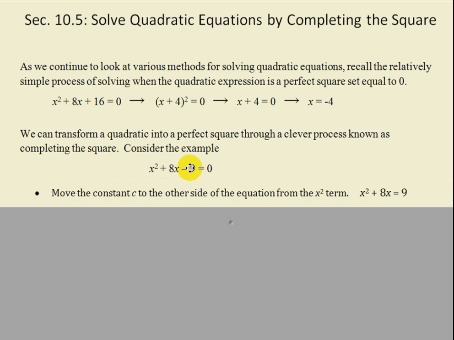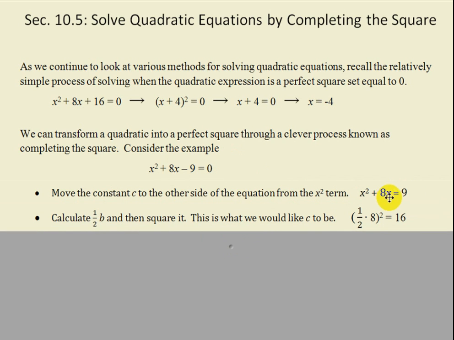So first of all, we'll start by moving that constant to the other side of the equation. We want the x squared and the x terms by themselves, and then any constant moved over to the other side of the equal sign. So here's another example where we don't necessarily want everything set equal to 0. So in this case, we're going to add 9 to each side. We end up with x squared plus 8x equals 9.